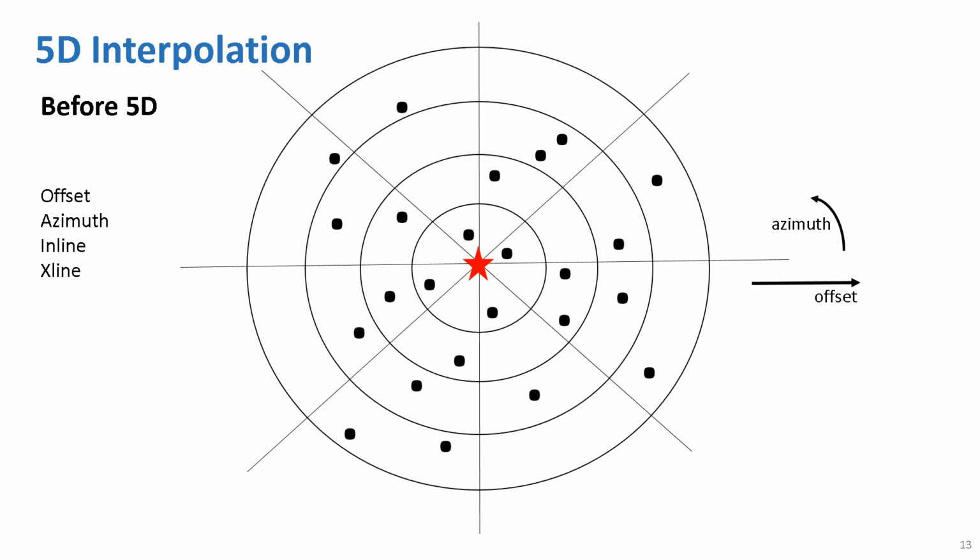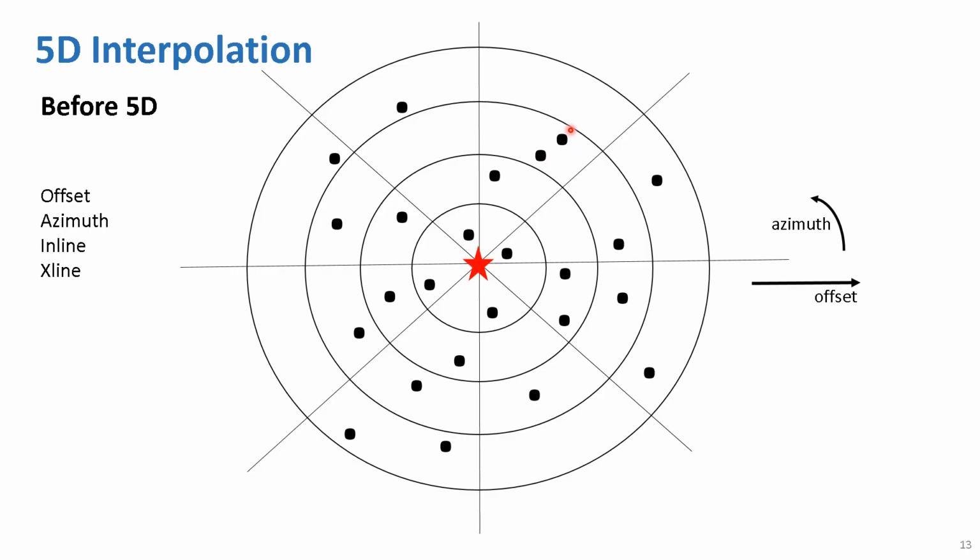Another way to look at this is in offset azimuth space. So let's assume our red star here is the source point. Our receivers are off the screen, beyond what we can see. So our midpoints are at the black dots, and our offset increases away from the red star along these concentric circles, and our source receiver azimuth increases counterclockwise.